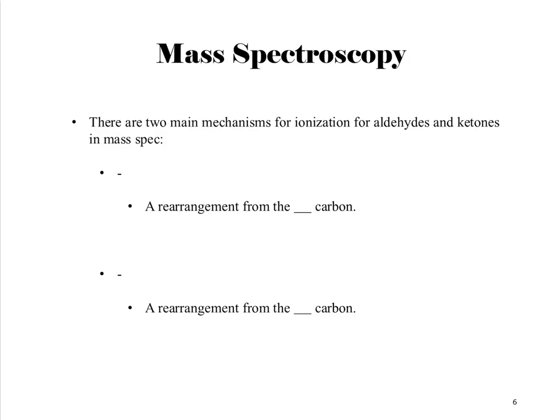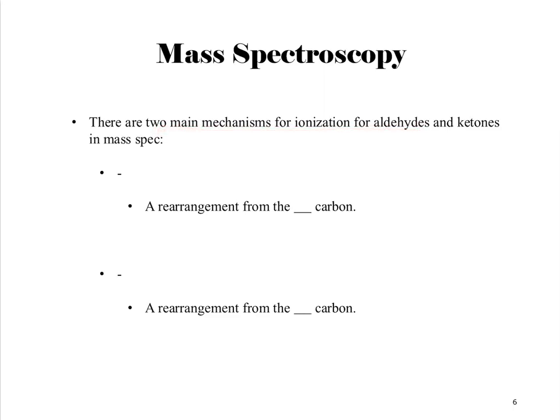So for the next spectroscopy we're going to be talking about, we're going to be talking about mass spec, right, where we ionize a molecule, send it through a gas chamber, it hits a sensor, and then based off of the distance that is traveled, we get a mass to charge ratio for the compound, and that gives us an idea of the different fragments that are breaking off from the compound. And so for mass spec, there's two main mechanisms for ionization of aldehydes that I want you guys to know.